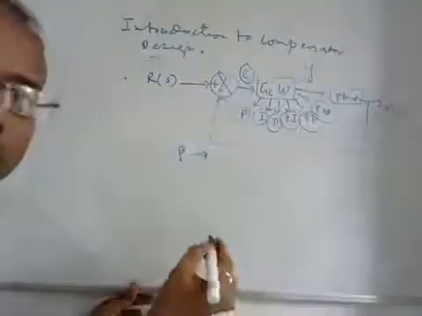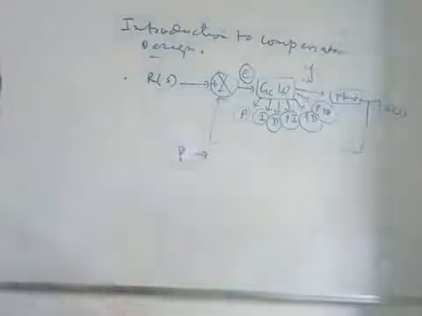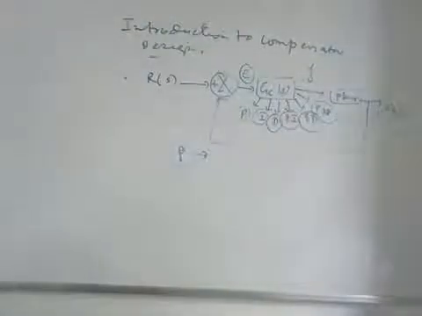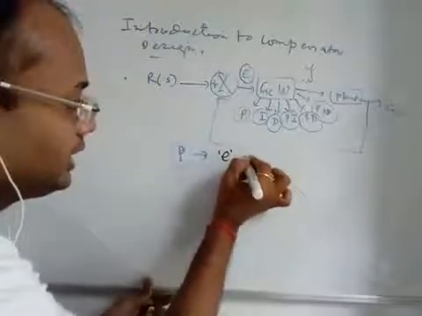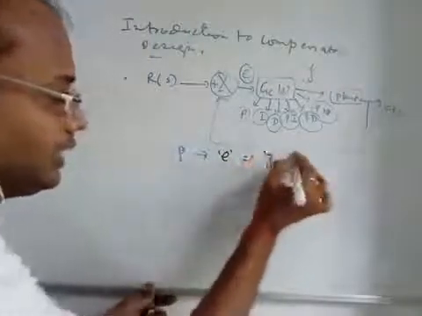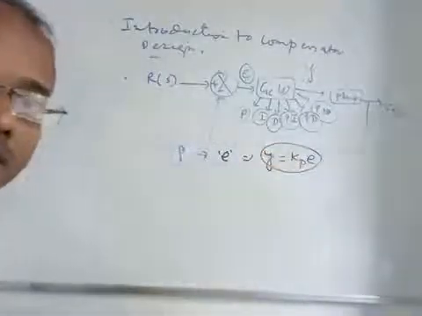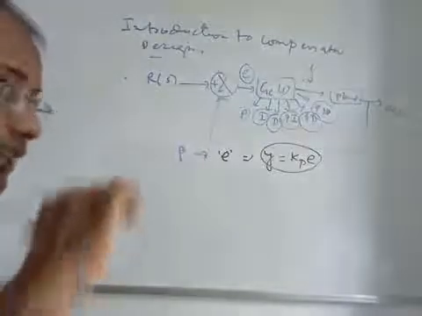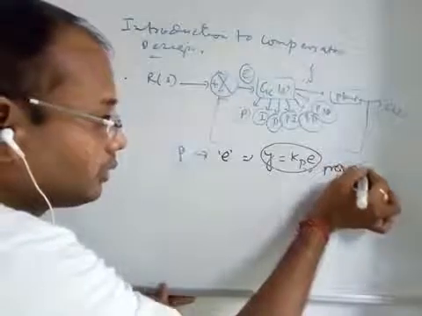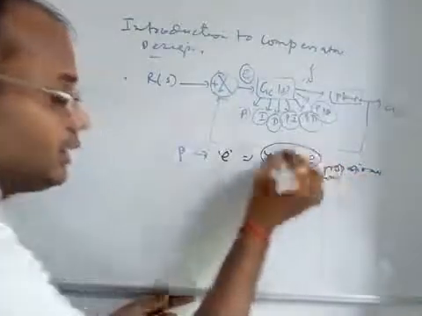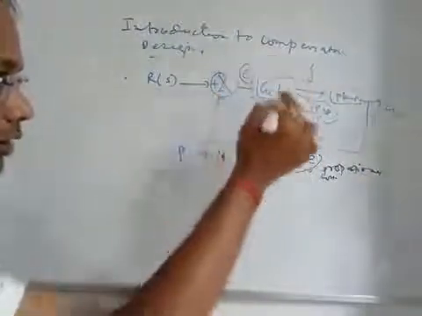The output of the controller is say Y, and for a proportional controller, the output is proportional to the error. That means Y is equal to Kp into E. Mathematically we can say Y is equal to Kp into E, where Kp is your proportional constant. And this is the function of the proportional controller.